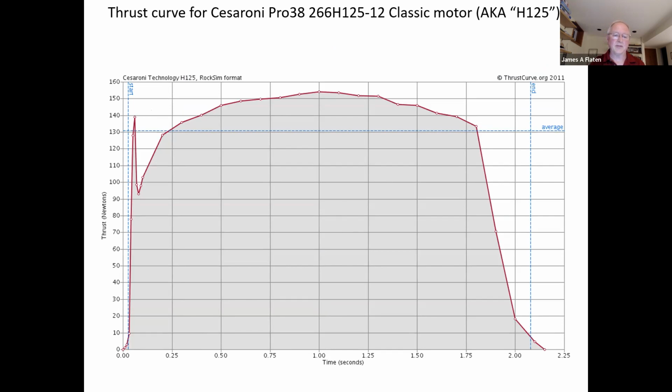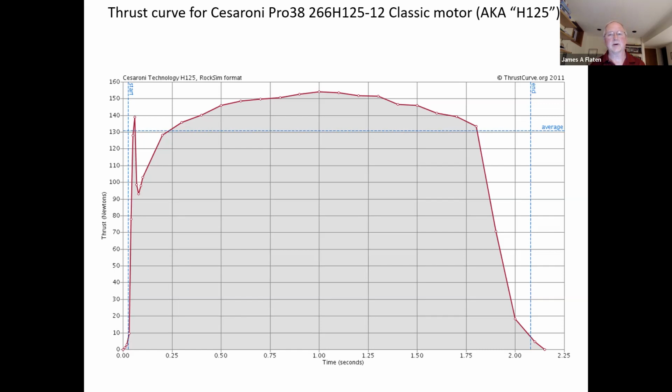And notice, if I look vertically, this is the thrust in newtons, and notice the thrust is not constant. It goes up to 140 newtons right off the bat, and then it settles back down to less than 100 newtons, and then it gradually climbs up above 150 newtons in the middle. That's at about 1 second in. And then it slowly decreases to around 130 newtons, and then it drastically falls off. Basically, the motor is burning out, okay?